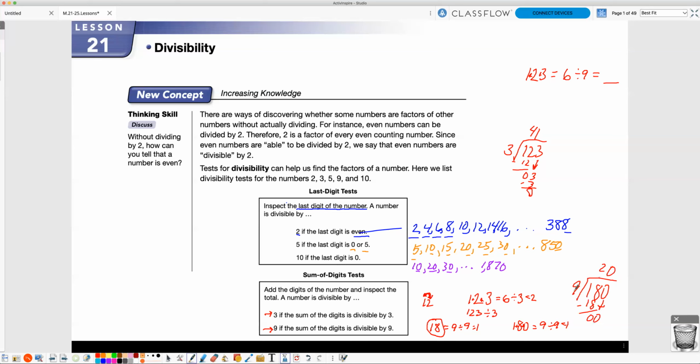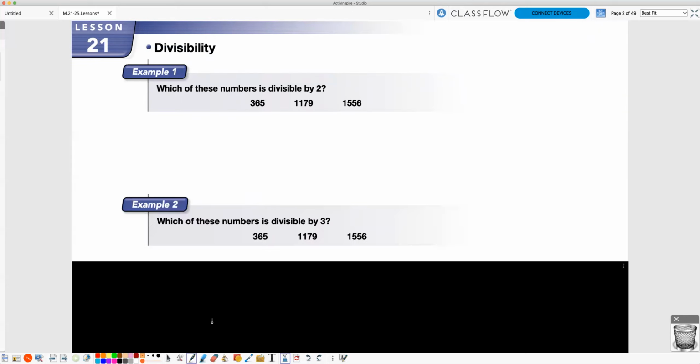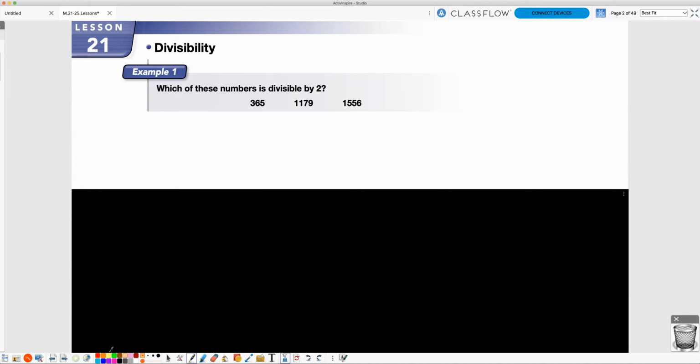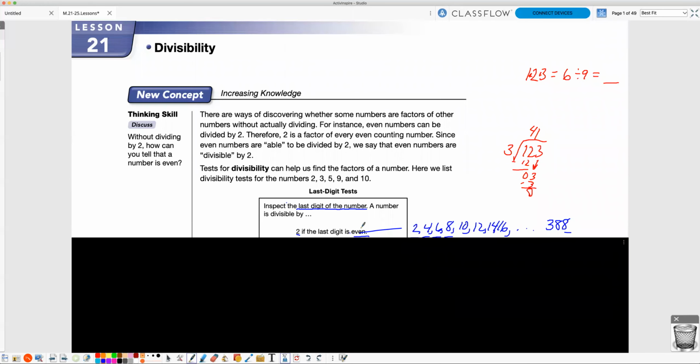This would be 0, so 20. Okay, so using those divisibility tests, you can test before you actually do the long division. For example, which of these numbers is divisible by 2? Let's look at what you have to do to know what's divisible by 2. To find the divisibility of 2, the last digit has to be even.